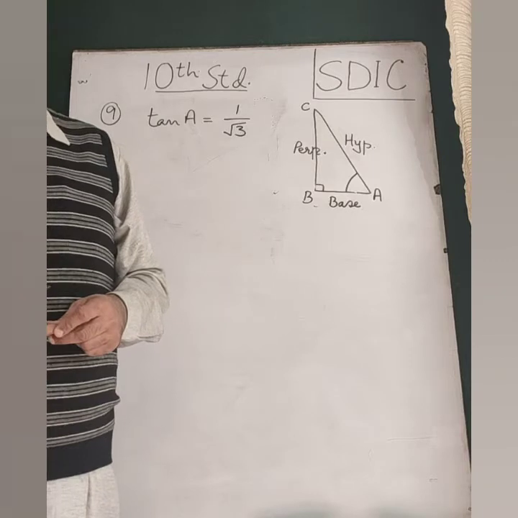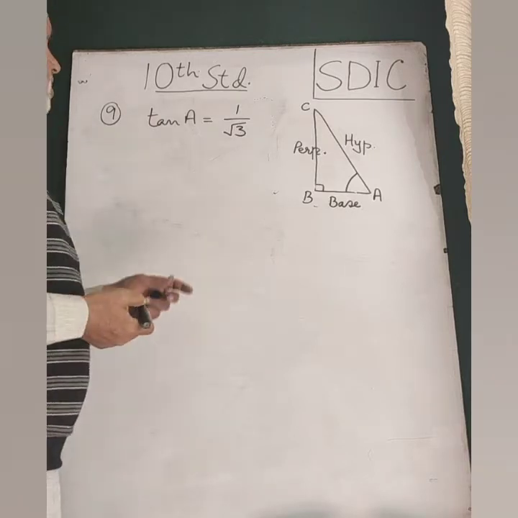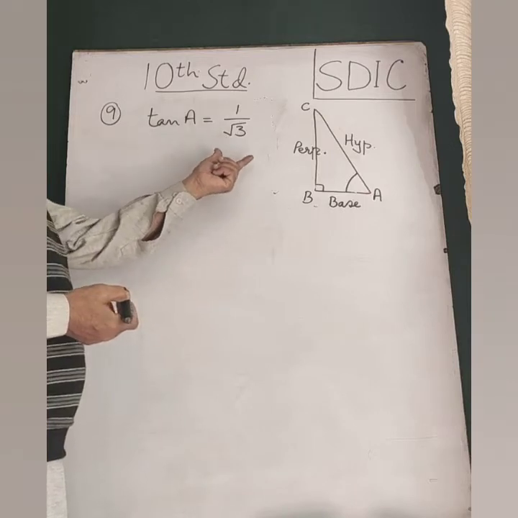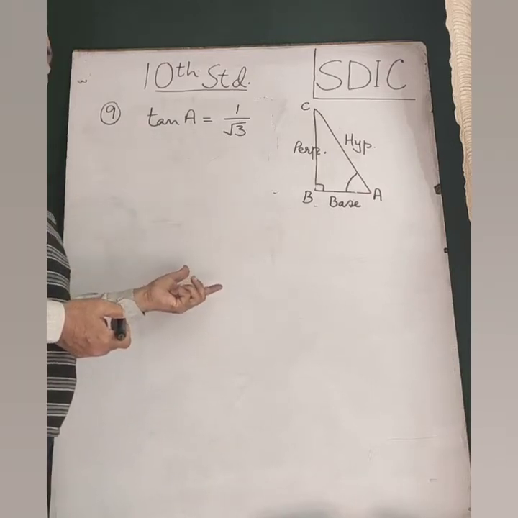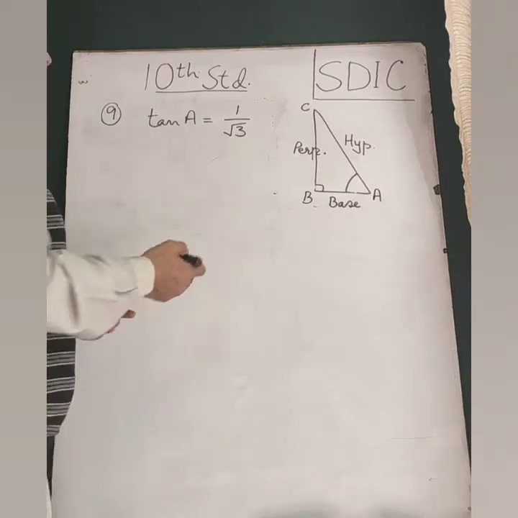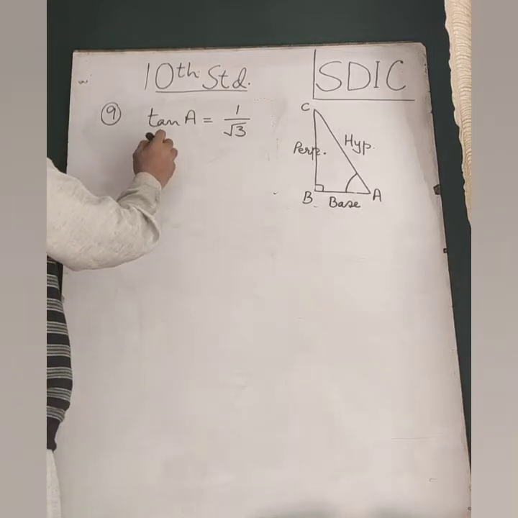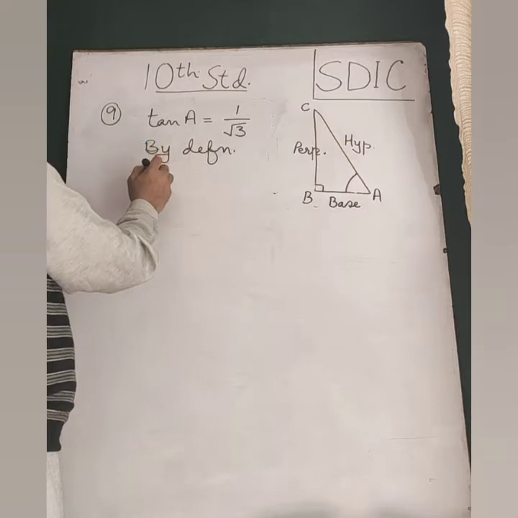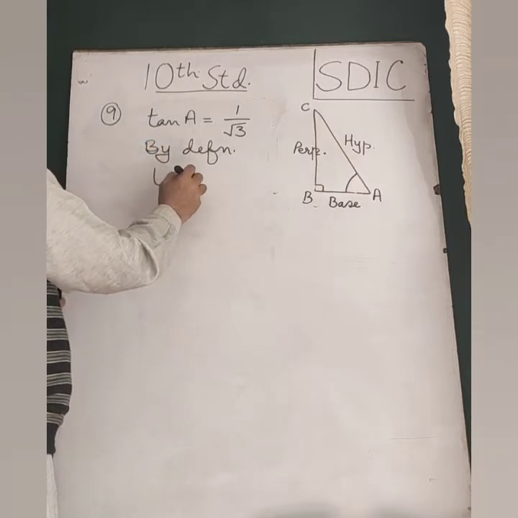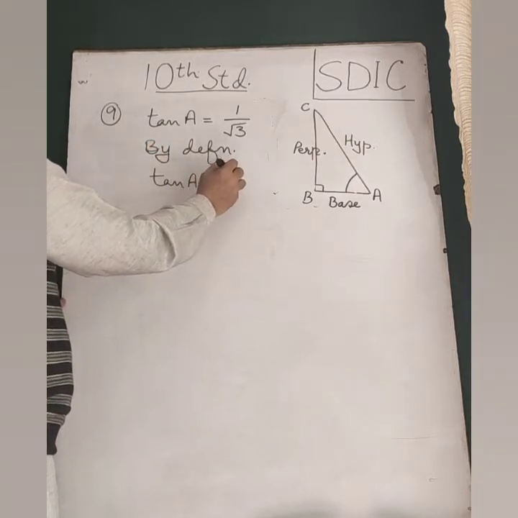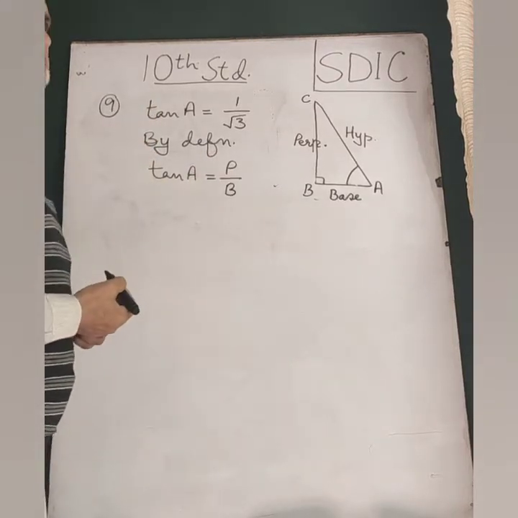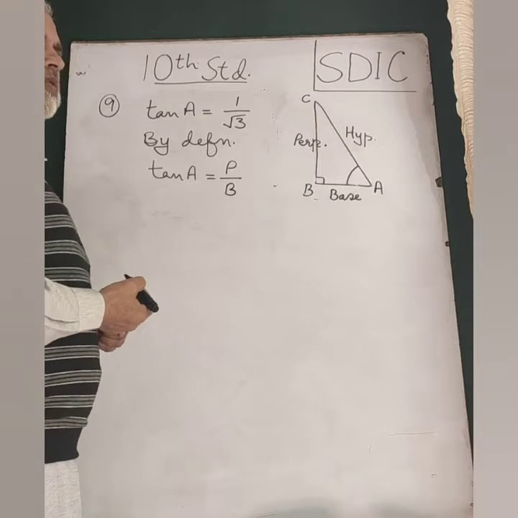We have to find the value of two parts. Let us first use the definition of tan to get lengths of two sides and then apply Pythagoras theorem to find the third side. Now by definition, tan is perpendicular by base. Tan A is perpendicular by base. I have written P for perpendicular, B for base.